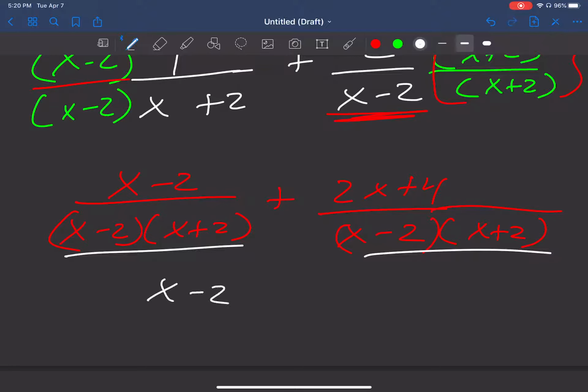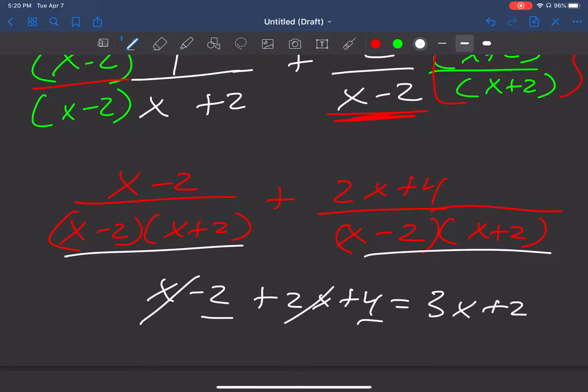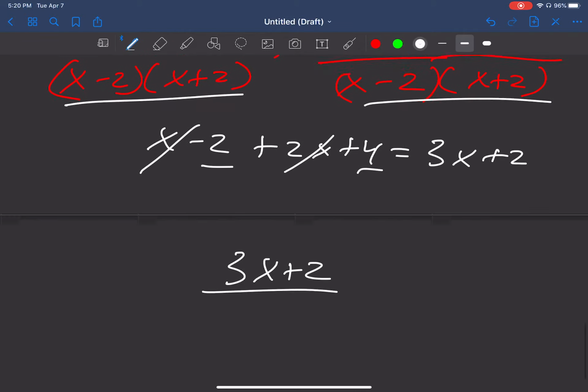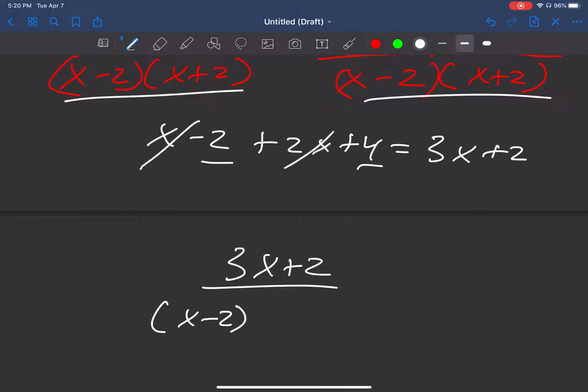So we have x minus 2 plus 2x plus 4, right? Well, this equals, combining our like terms, 3x, 4 minus 2, plus 2. Or you can think of minus 2 plus 4, either way. So now you have 3x plus 2 over x minus 2, x plus 2, right? So you're good, man. You're done.